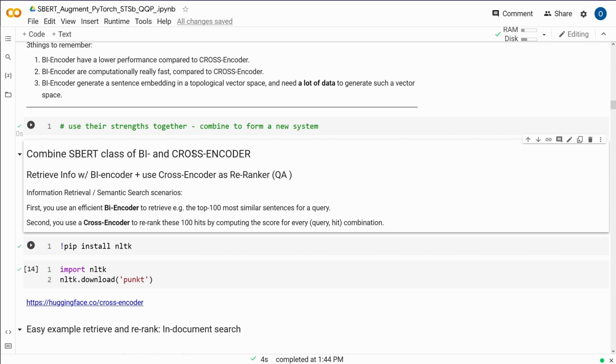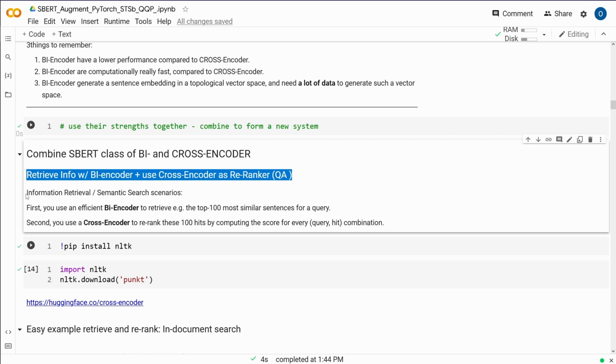Now, if we combine Bi and cross-encoder, so this means if we combine an SBERT with a traditional BERT system, with all the attention, with all the multi-heads, we can focus to do it in a way that we take the best of SBERT and the best of BERT. And one example here is retrieve and cross-rank.